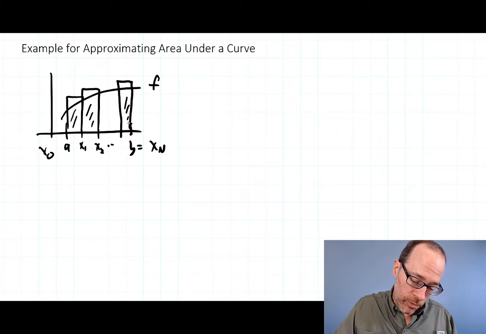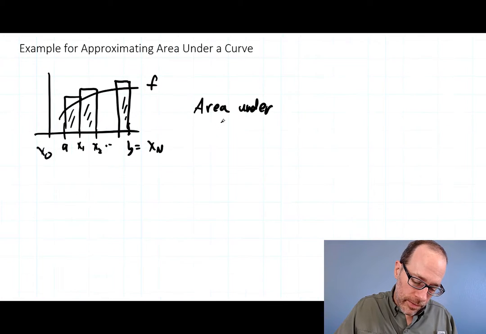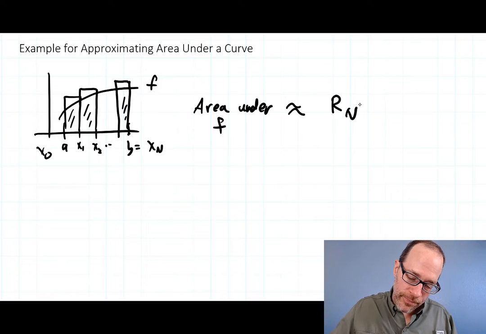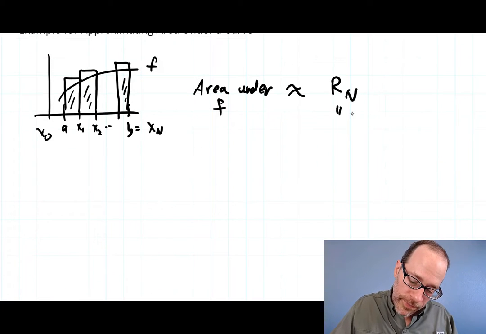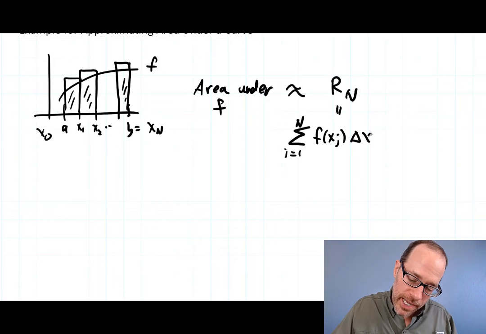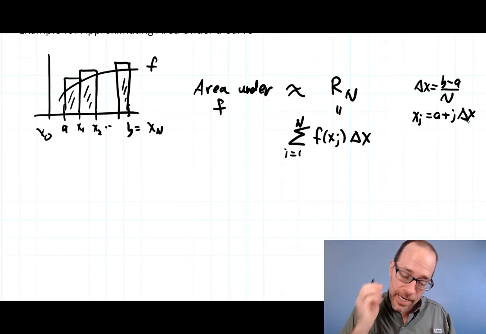And remember, the formula was that the area under f was approximately what we called r sub n, and r sub n was this formula, the sum from j equals 1 up to capital N, f of x sub j, delta x. You had to remember that the delta x was b minus a over n, and the x sub j's were just a plus j copies of your delta x.